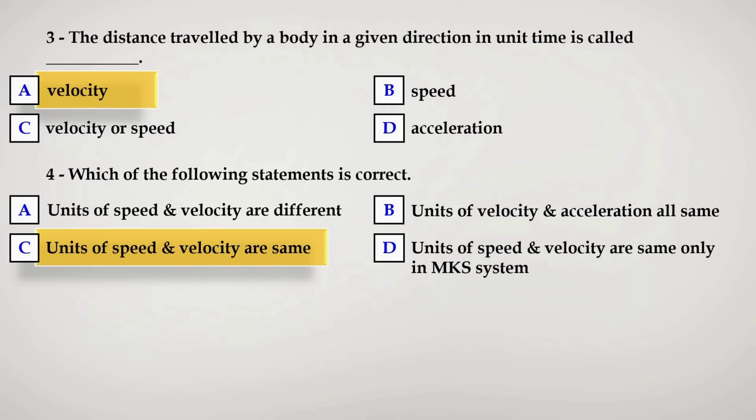So, the correct option is C. Units of speed and velocity are same. To summarize, velocity is speed with direction, and speed and velocity always share the same units.